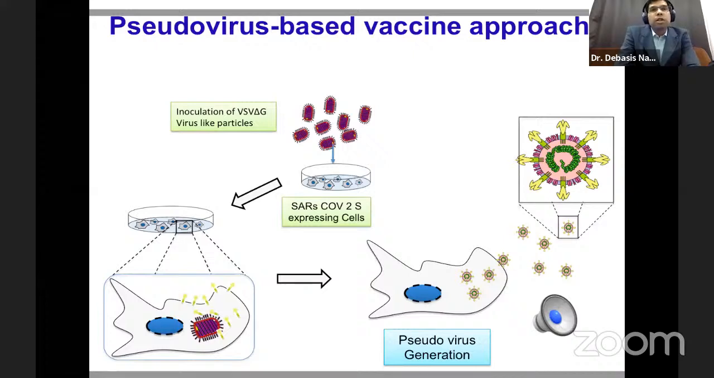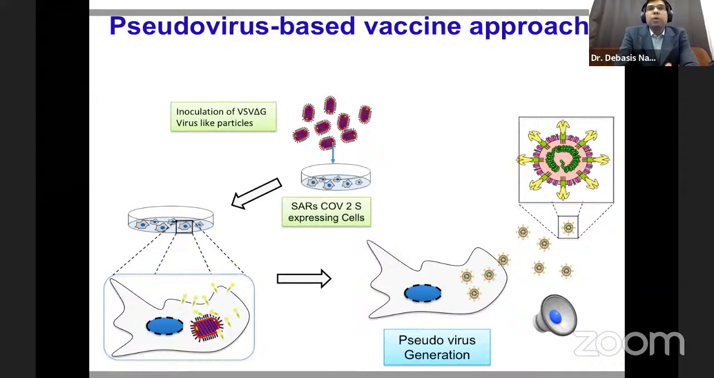This particular project, I need to appreciate BIRAC, who has funded this project for us, with the help of the National Center for Cell Science, to produce this hybrid virus in the laboratory and try to see whether this virus can be a vaccine candidate or not. We have generated this virus in the laboratory. We have conducted the preclinical studies as of now with NCCS Pune. And this formulation is producing a high quality of neutralizing antibody in the animal host.